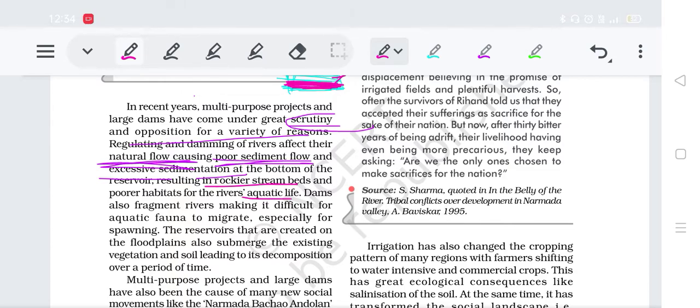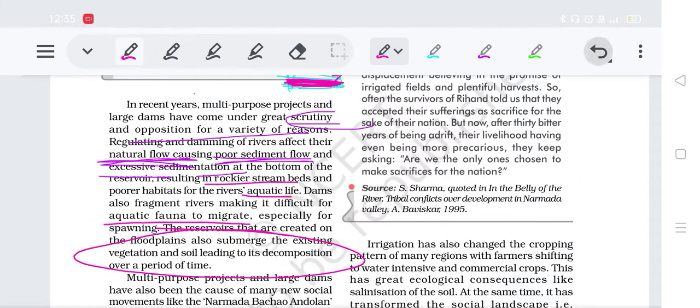Dams also fragment rivers, which affects aquatic fauna. When there is a dam, it disrupts the flow of the river, which disrupts the migration of aquatic life. Then the reservoir created on the flood plains would submerge the existing vegetation. When we create a reservoir, there might have been some vegetation and wildlife, but when we collect water there, it destroys all the natural vegetation, right?